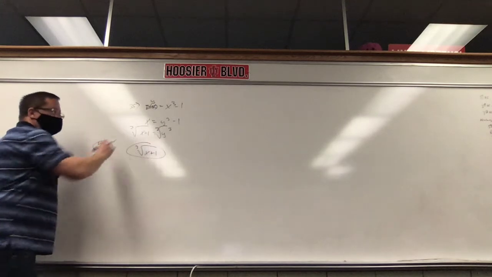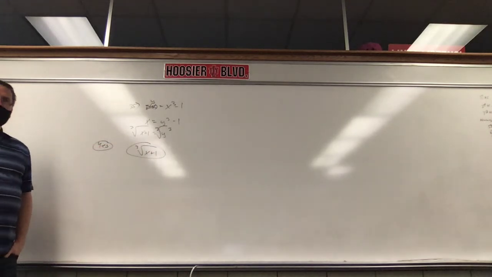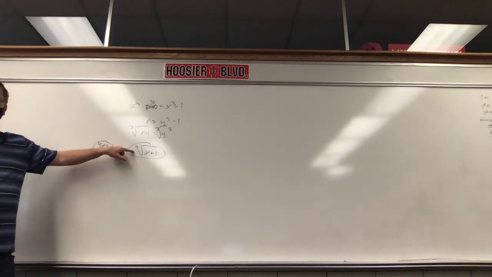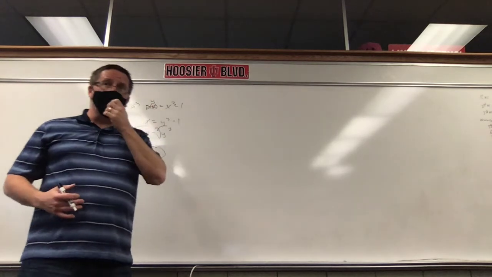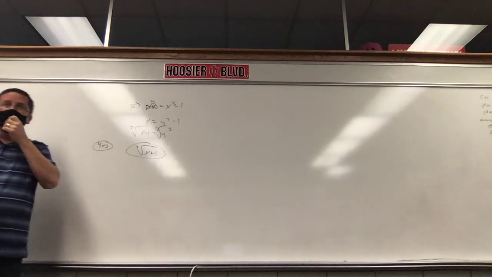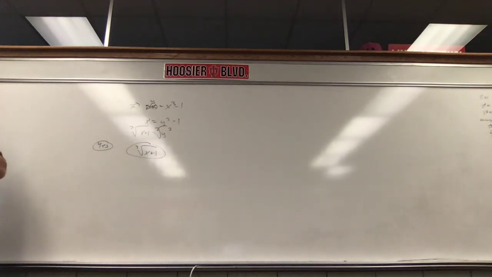I cube rooted each side. We talked about this Tuesday. Did I forget to put a plus minus symbol there? Was I supposed to put a plus minus symbol? No. When do you put a plus minus symbol? Square root, not just a square root, an even root. Three's odd. Very good, that's great that you guys remember that, okay? When you take an odd root, don't put a plus or minus symbol.